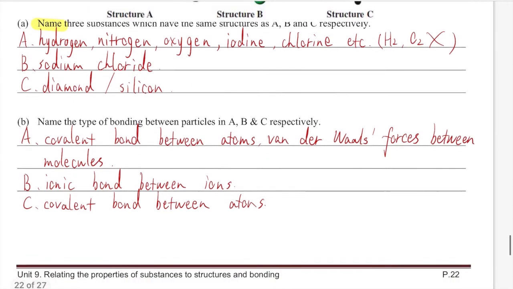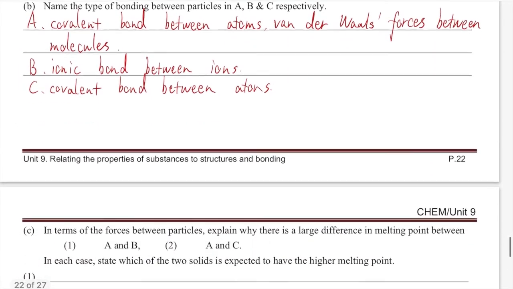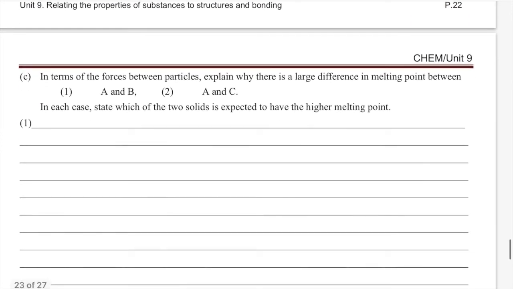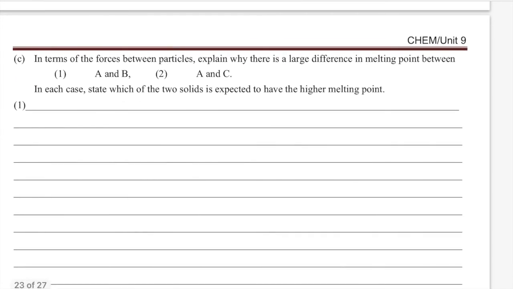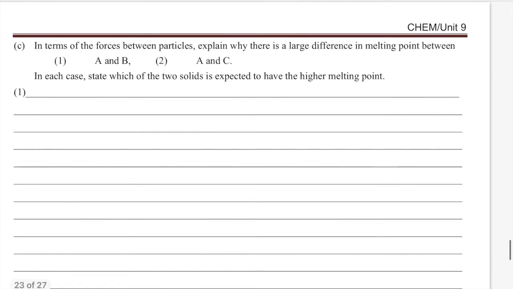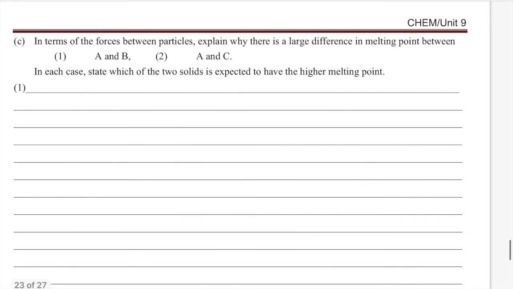Okay, and then let's move on to the last part, part C. In terms of the forces between particles, explain why there is a large difference in melting point between A and B, and then in A and C. Remember, in each case, state which of the 2 solids is expected to have the higher melting point.